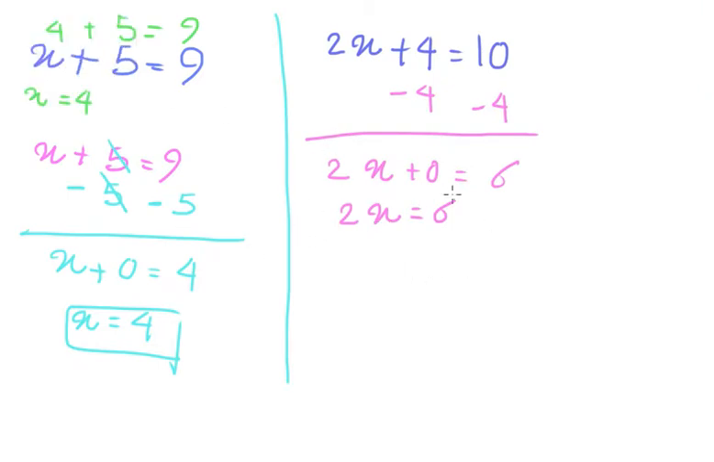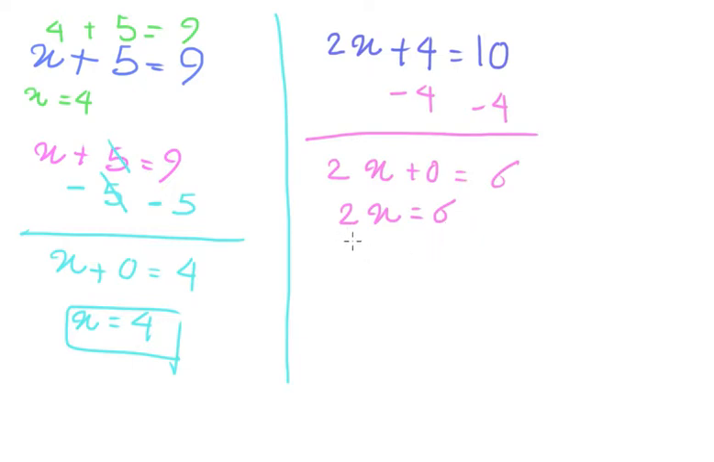Okay, so now I have 2x is equal to 6. Still, I have this 2 beside my x, and I don't want that. I want to get rid of this 2. So what I can do is divide this x by 2, divide this 2x by 2, and divide this side by 2.